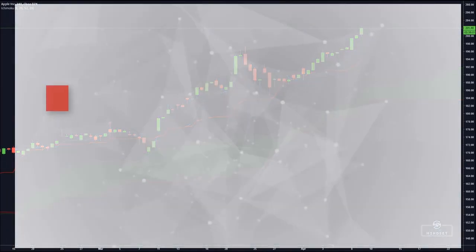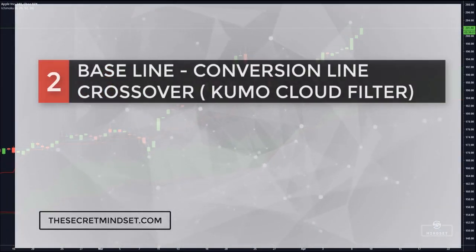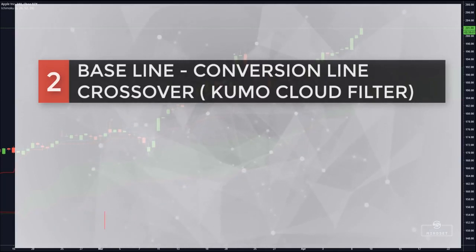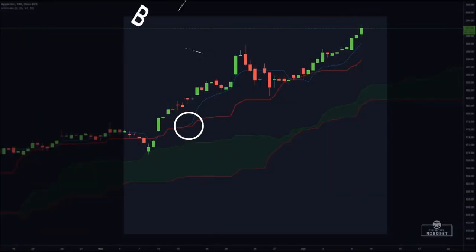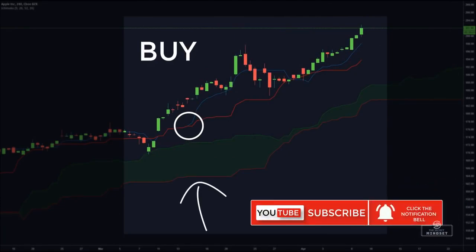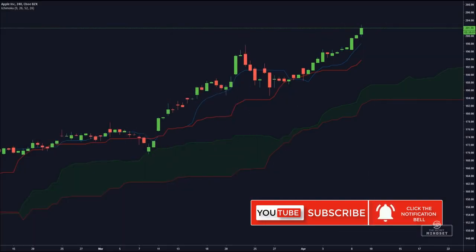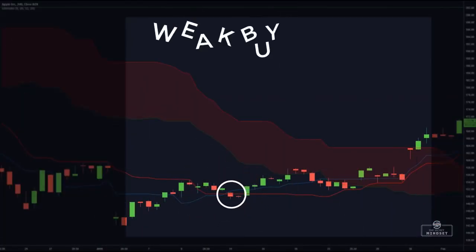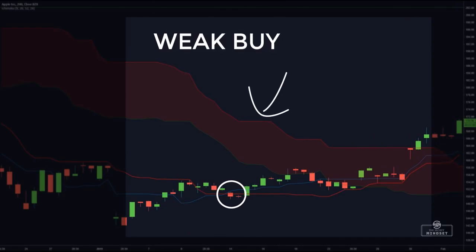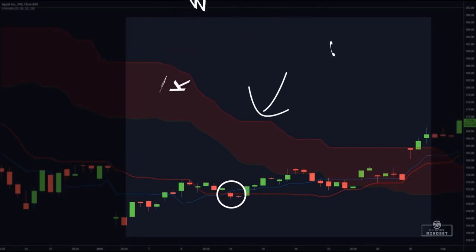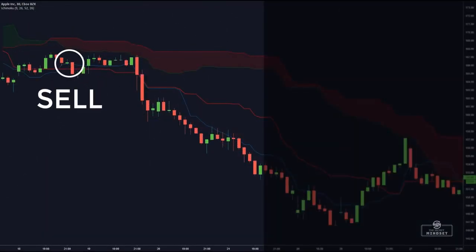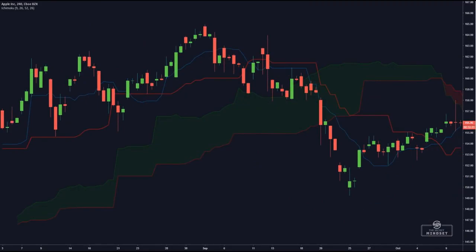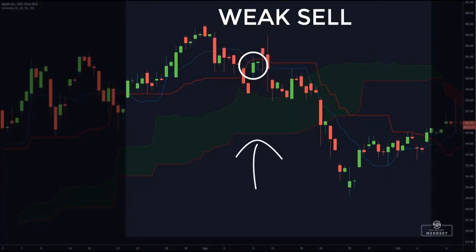Another similar strategy involves the baseline and conversion line crossover, but the filtering technique takes into account the Ichimoku Kumo cloud. When the baseline crosses above the conversion line above the Kumo cloud, we have a strong buy signal. When the baseline crosses above the conversion line below the Kumo cloud, we have a weak buy signal. When the baseline crosses below the conversion line below the Kumo cloud, we have a strong sell signal. And when the baseline crosses below the conversion line but above the Kumo cloud, we have a weak sell signal.